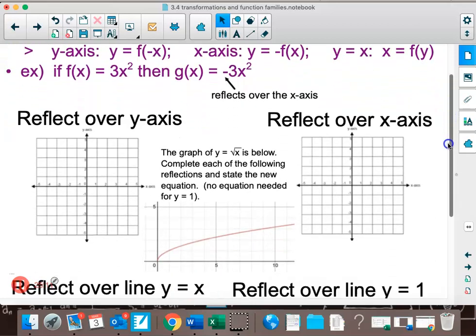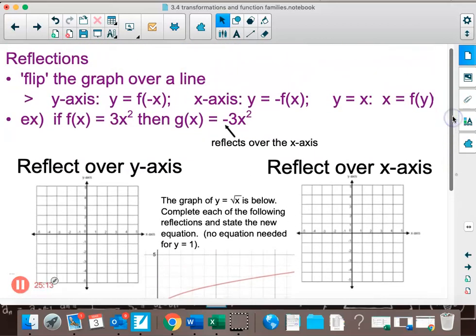Now we're going to do a reflection. A reflection is when you flip something over an axis. The main types of reflections are reflections over the x-axis and the y-axis. I also included a reflection over the line y equals x, which we'll look at in a minute. All you're doing when you're reflecting is changing the sign of everything.